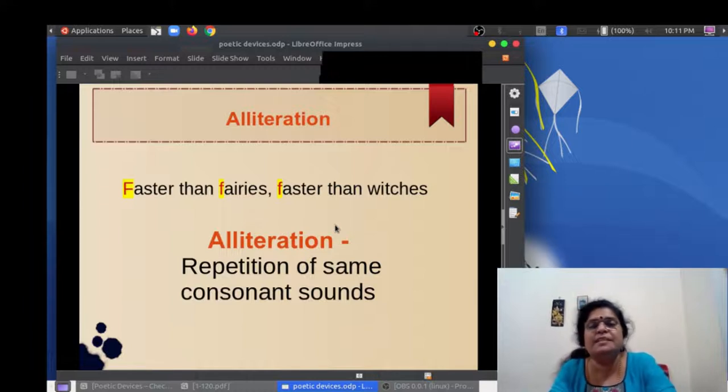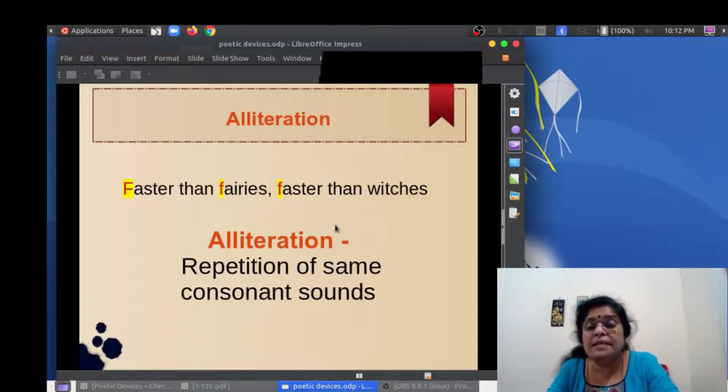Alliteration. Next poetic device is alliteration. Look at the colored sounds. Faster than fairies, faster than witches. F. Which is the colored sound? F. F sound is repeating in the same line. So, repetition of the same consonant sound in one line is known as alliteration.